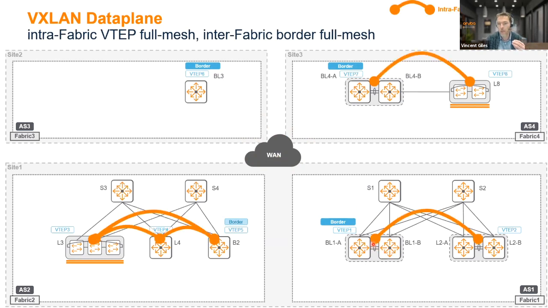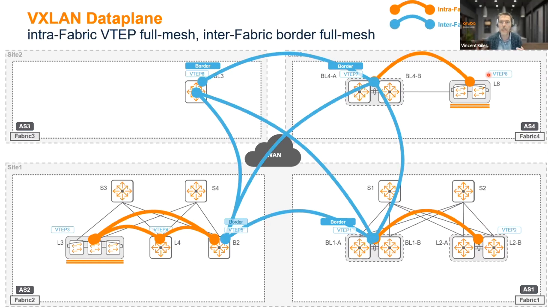So in orange here, these are the intra-fabric VXLAN overlay tunnels that you see between, for instance, VTEP 1 and VTEP 2, which are those VSX. Here, it's an easy path. And then on Fabric 2, you have those VXLAN tunnels as well, those orange tunnels. These are the intra-fabric, same on Fabric 4.